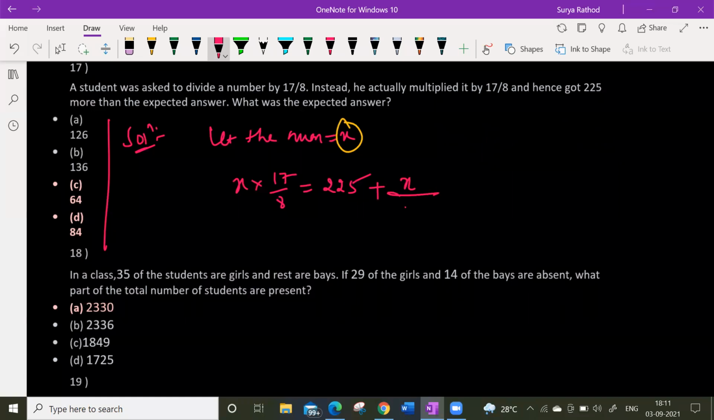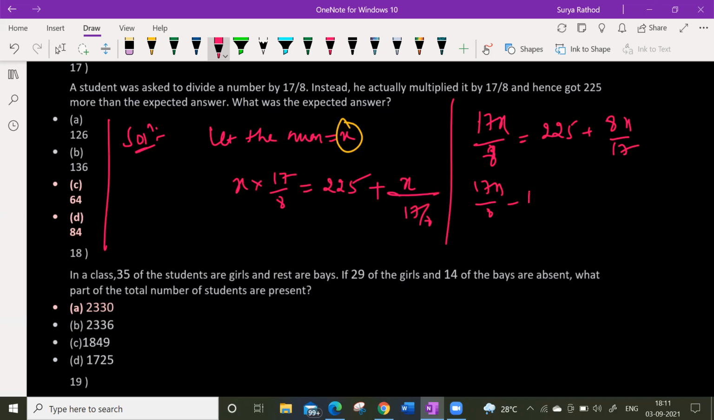He has to divide by 17 by 8. So if you just calculate, you get 17x by 8. When you calculate my way, you get 8x by 17. So 17x by 8 minus 8x by 17.